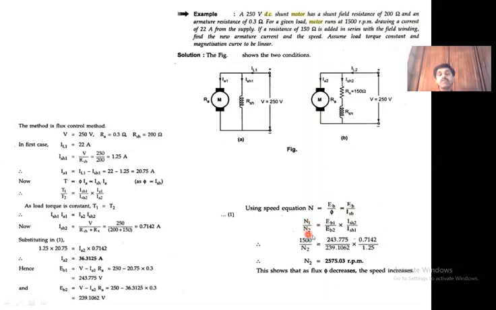therefore N1 by N2 is equal to Eb1 by Eb2 into Ish2 by Ish1. From this, we know N1 is 1500, we know Eb1, Eb2, and we know Ish2, Ish1. We can calculate N2, the new speed, as 2575.03 RPM. So the old speed N1 is 1500 RPM, and the new speed is 2575.03 RPM. Because it is a flux control method, you are getting speeds more than the rated speed. In the next session, we will discuss the speed control methods of the series motor.